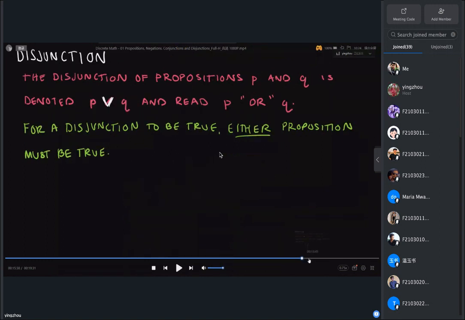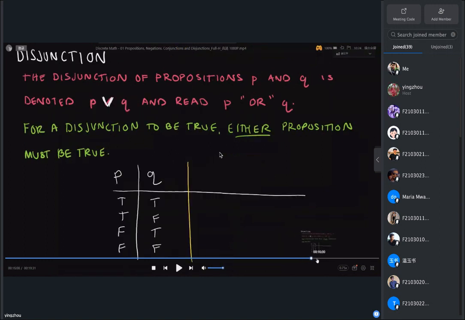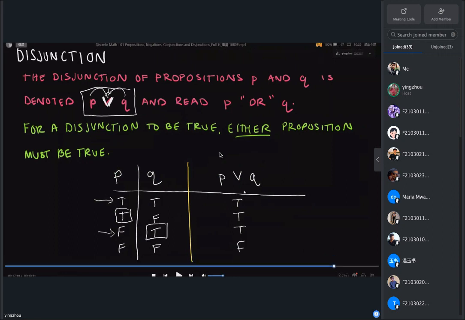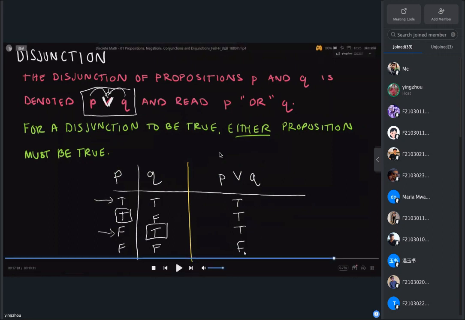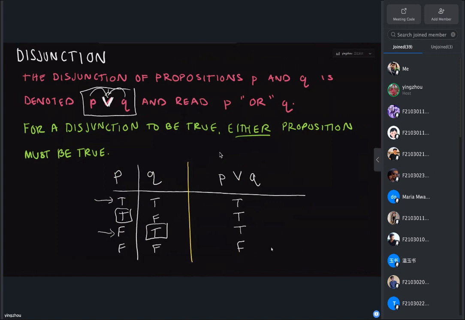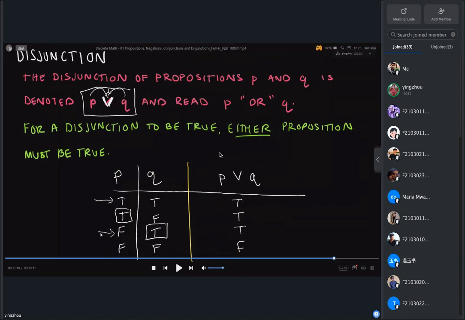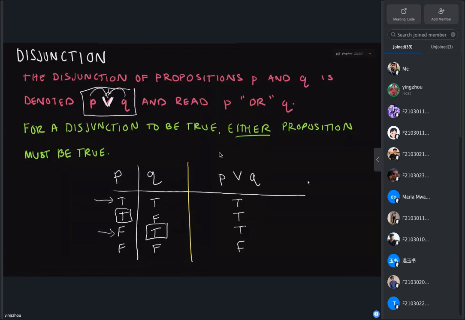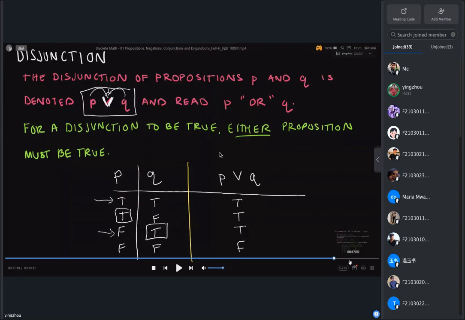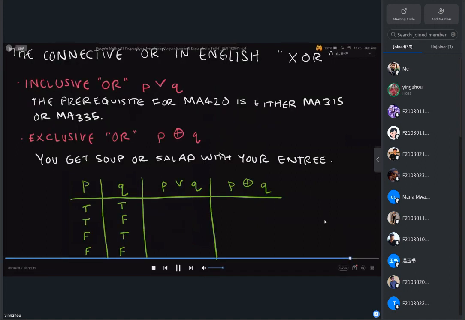But the OR is different. That means if either one of them is true, it is okay. So you will find there are three Ts and only one F, which is different from AND. Only when both P and Q are false is the result false; otherwise it is true. So you should pay much attention to the symbols for AND and OR.